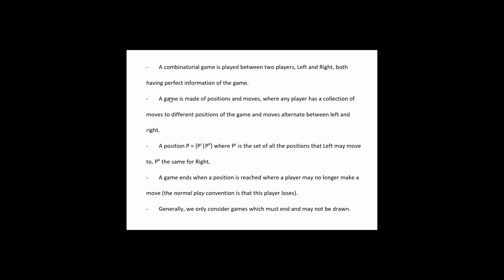A position is defined as a set of left options and right options, where all the options for left are all the moves that are available to left, and all the options for right are the moves that are available for right. Position and game kind of have the same definition. They've been used interchangeably. The game ends when a position is reached where a player may no longer make a legal move. The normal play convention is that this is the player that loses. The misère play convention is that this is the player that wins. Generally, we only consider games which must end and may not be drawn.